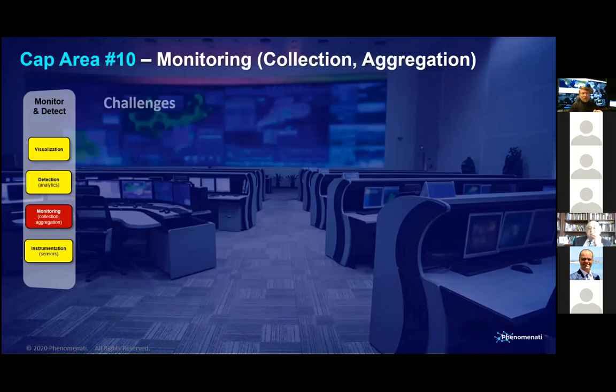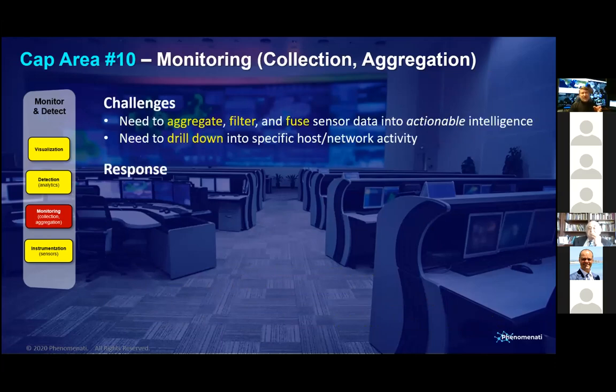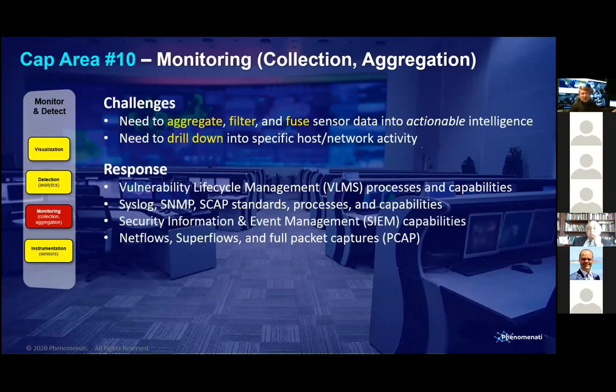Now, once we've instrumented, we need to bring all that data together. We've got to aggregate it, filter it, fuse it. We've got to do the correlation, do the combination. We'll talk about the detection analytics in a minute. We also need the ability to drill in and out of this information. This is what most people call the big data problem.